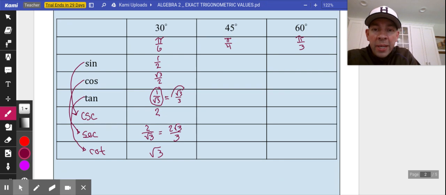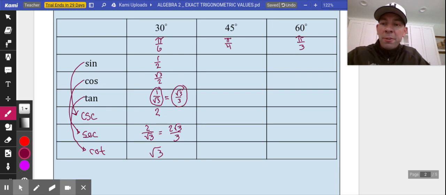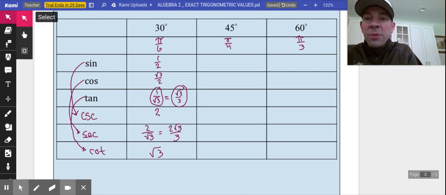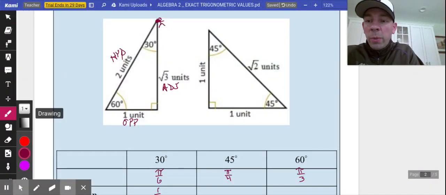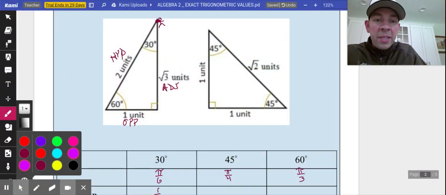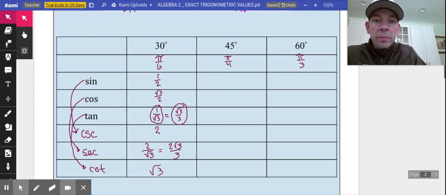I could have reciprocated this one, and then I would have rationalized it, and I would have gotten the same answer, of course. All right, the next one is going to be 45 degrees. So we're going to pretend we could either pick one of two spots, right? We could pretend we're standing right here, or you could go up to the upper left-hand corner. But if I'm standing right here, this is going to be my opposite. This is going to be my adjacent now, and this is going to be my hypotenuse. And so we can walk through those ratios.